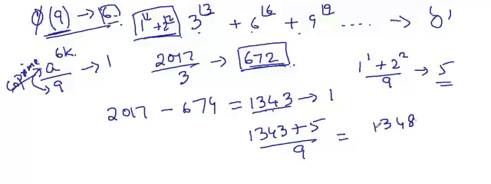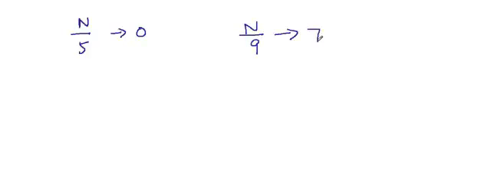Now, I hope everybody is aware of the divisibility rule of 9, right? So 1 plus 8 is 9, take it off. So what we have is 7 as the remainder. So this number, when divided by 9, is leaving a remainder of 7. So now let us combine these two. So what we know is n when divided by 5 leaves a remainder of 0. N when divided by 9 leaves a remainder of 7.